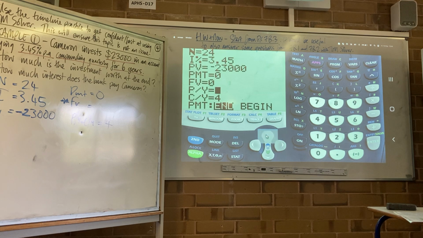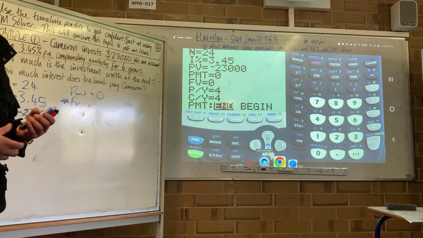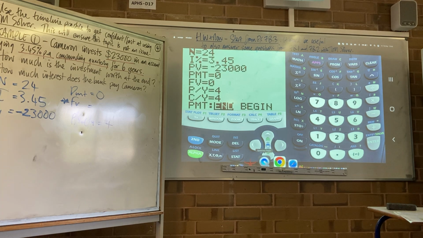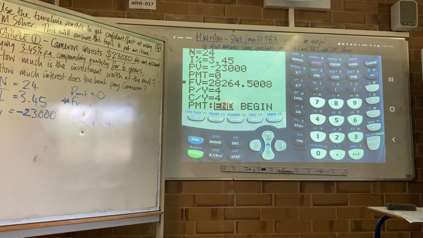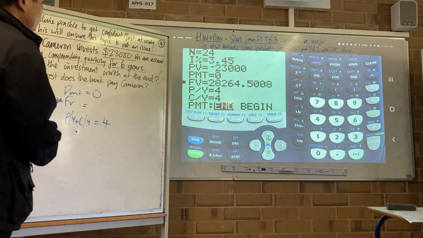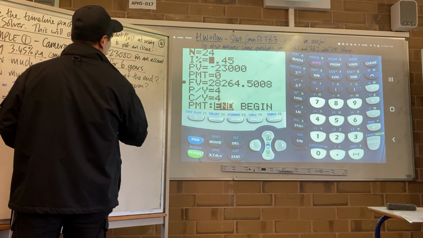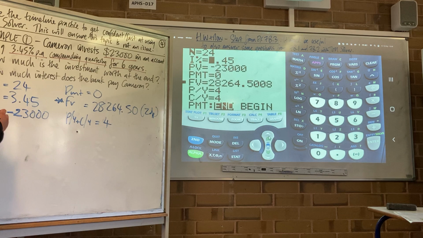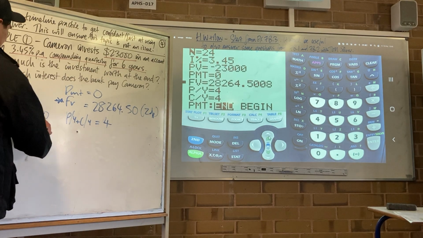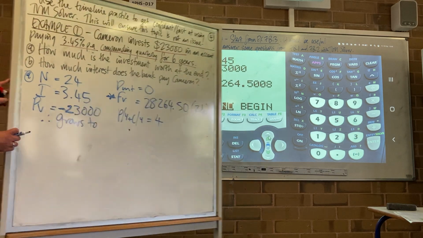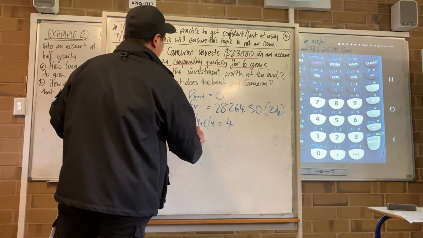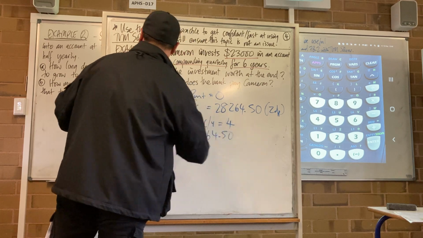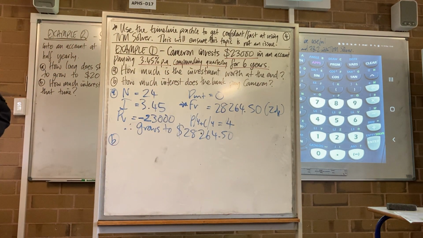So now, I'll highlight the thing that I want to find. What do I press to solve? Alpha and enter. So that's telling me in those 6 years, that money is going to grow to $28,264.50, rounded to 2 decimal points. So therefore grows to $28,264.50.